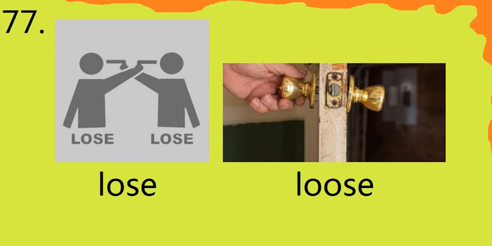Then we have lose and loose. L-O-S-E, lose, the opposite of win. L-O-O-S-E, loose, means the opposite of tight or firm. In terms of pronunciation, the first one, lose, has a Z sound for the S, whereas in loose, the S is more of an S sound. But pay particular attention when you are spelling these.